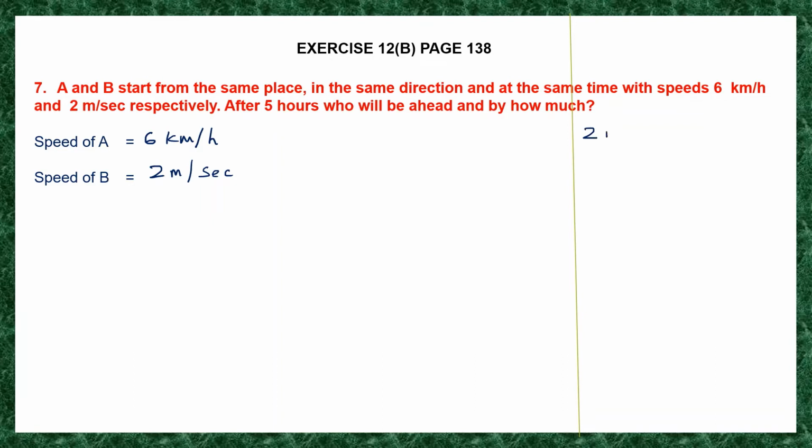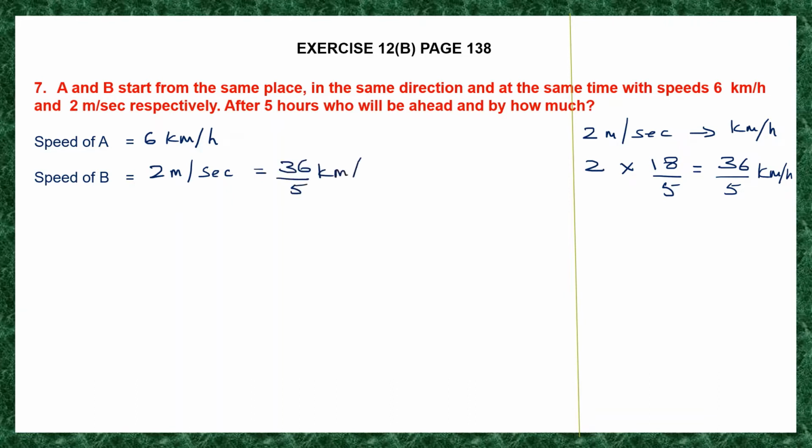So when you convert 2 meter per second to kilometer per hour, the short way is to multiply 2 into 18 by 5. So here, there's nothing that we can cancel. So let's multiply the numerators. 18 into 2 is 36 and denominator is 5. And now this has become kilometers per hour. So both the speeds are now in the same unit. So 36 by 5 kilometers per hour. So the speed of A and speed of B are both in kilometers per hour.